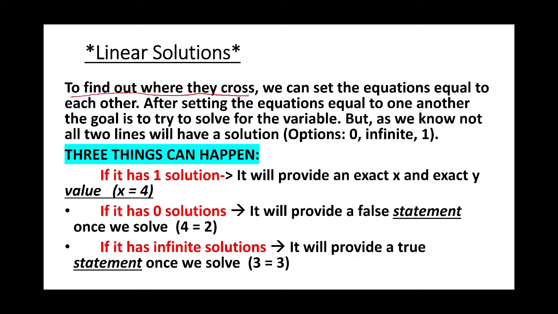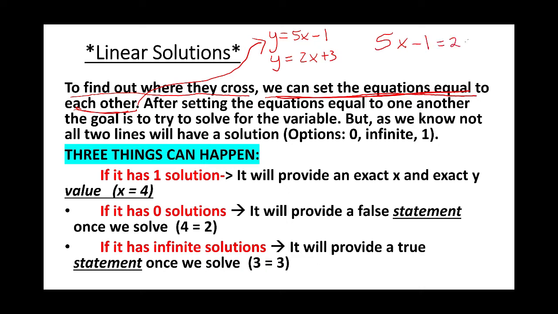To find out where they cross, we can set the equations equal to each other. For example, if I had y equals 5x minus 1 and y equals 2x plus 3, we can set the equations equal to each other: 5x minus 1 equals 2x plus 3. After setting the equations equal to one another, the goal is to try to solve for that variable. So in this case, solve for x.